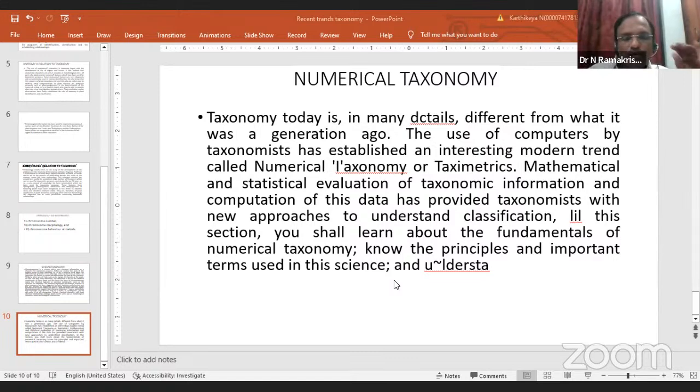So when you are studying taxonomy, there are so many names. What is the meaning of actinomorphic? Please tell me, anybody? What is the meaning of actinomorphic?